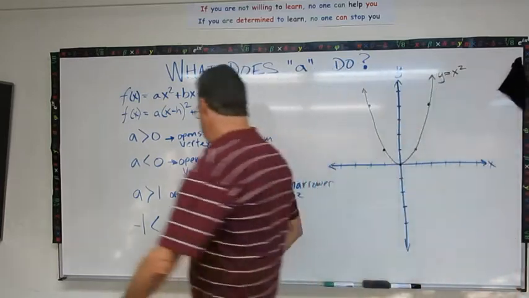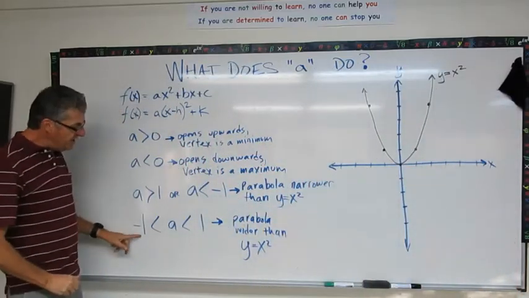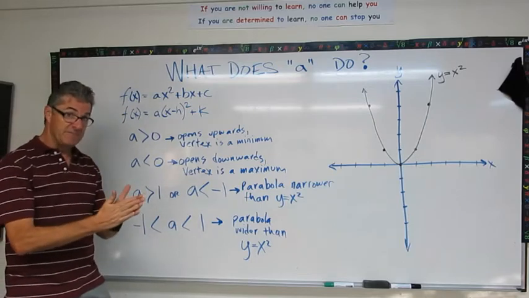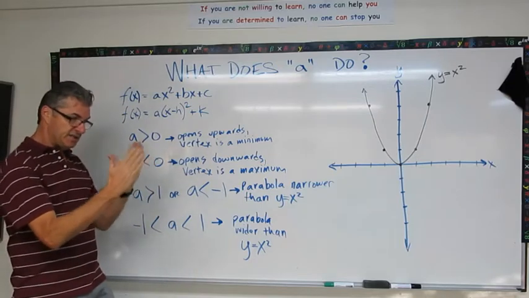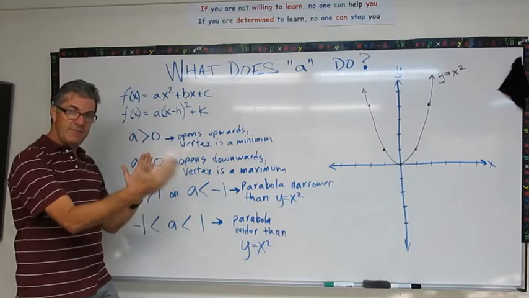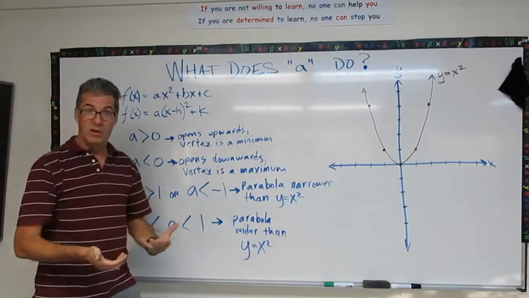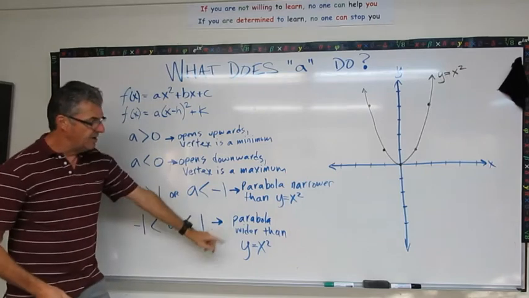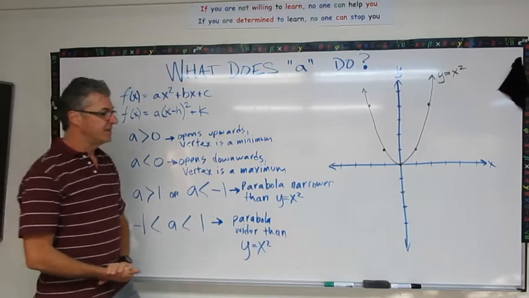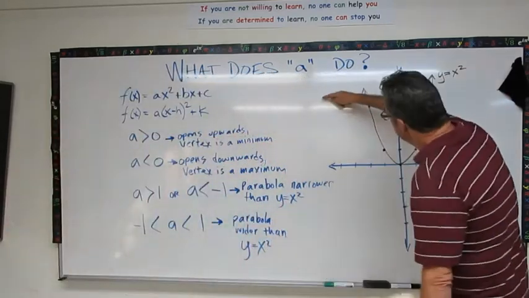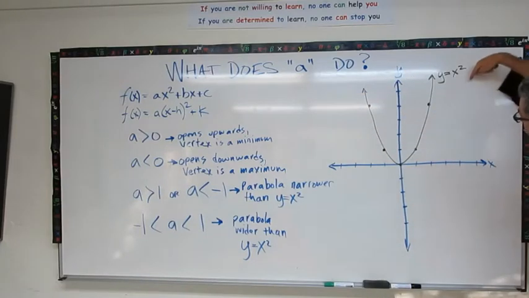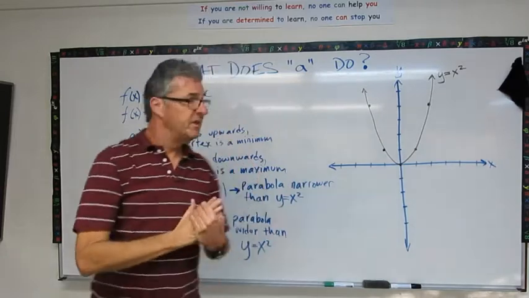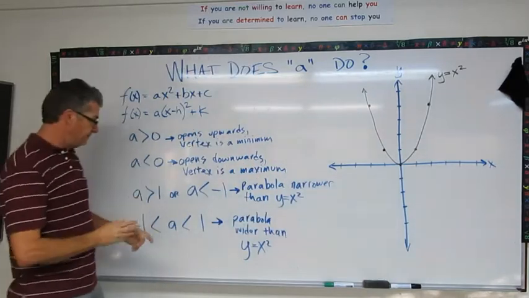Okay? Now, if a is between negative 1 and positive 1, that means it's kind of a fraction. It might be a half, it might be a quarter, it might be 3/8, something like that. That means the parabola is going to be wider than y equals x squared. So when that one gets graphed, it's going to be wider like that. Okay? And those two last points are easily explained.